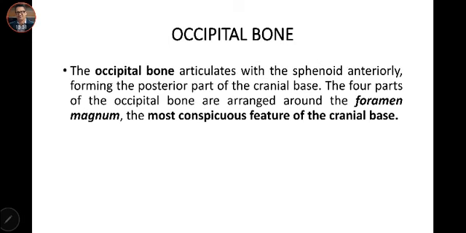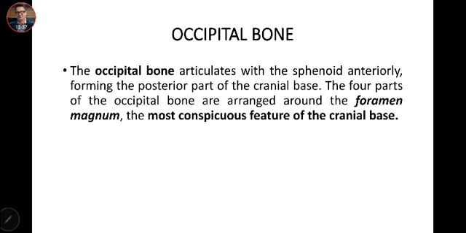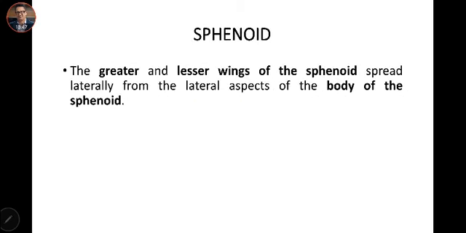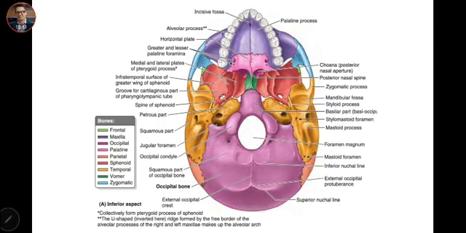Then a few words about the occipital bone. It has various parts, and of course it contains the foramen magnum, which is the most conspicuous feature of the cranial base. So let's see the parts of the occipital bone. Here you could see the largest contribution to the cranial base is formed by the occipital bone.